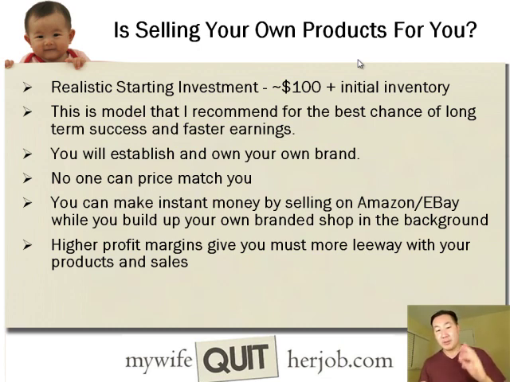And one of the mental aspects of selling your own brand is that you can make instant money by selling on Amazon and eBay while building up your own branded shop in the background. Psychologically, it's really nice to start making instant money on Amazon and eBay using established marketplaces because you're generating some revenue, which will mentally incline you to invest more money in your own branded shop in the background. And one of the advantages of having really high profit margins is that you've got a lot more leeway with your products and sales.